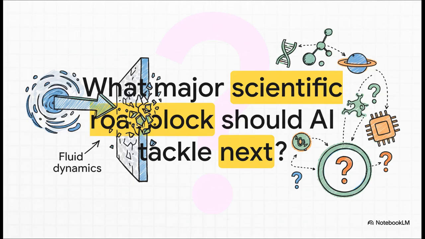This work just brilliantly shows how AI can act as this powerful apprentice, learning from our very best, most accurate physical models to smash through these computational walls that have held us back for decades. We've seen it happen here in fluid dynamics. So the really interesting question is, what's next? Where's the next major scientific bottleneck that this kind of AI is going to shatter?